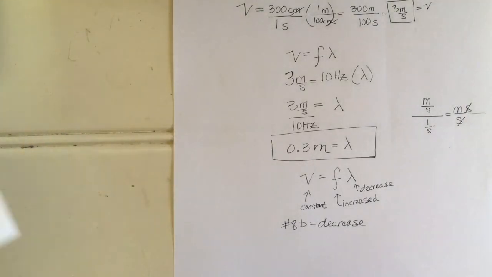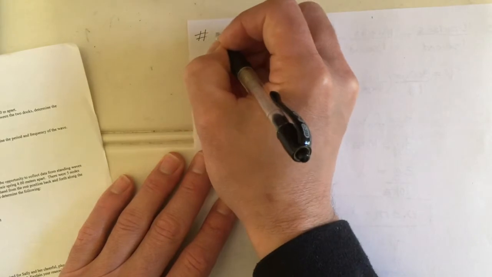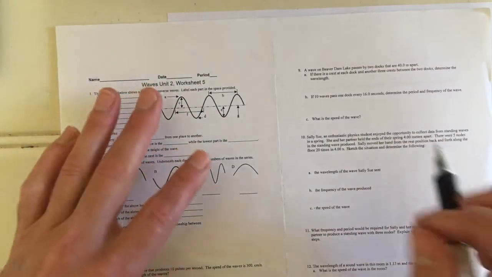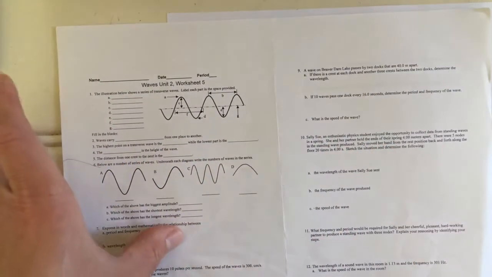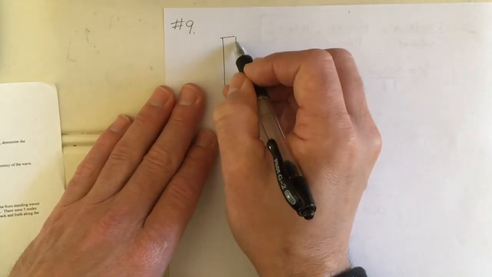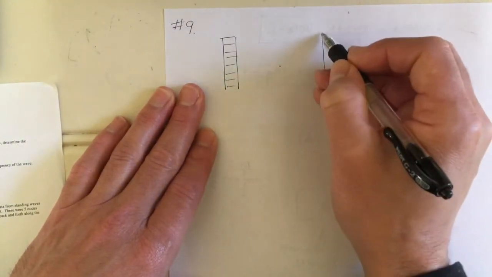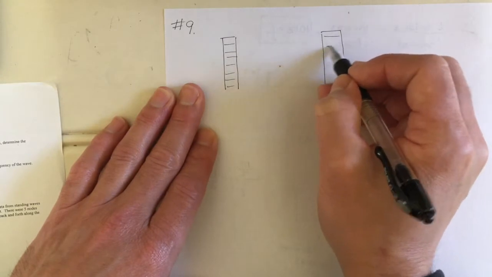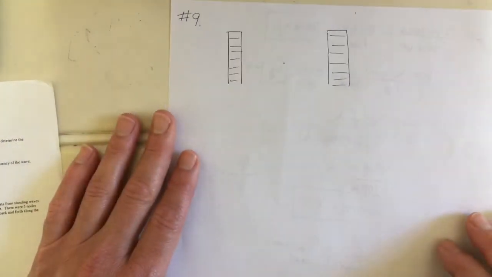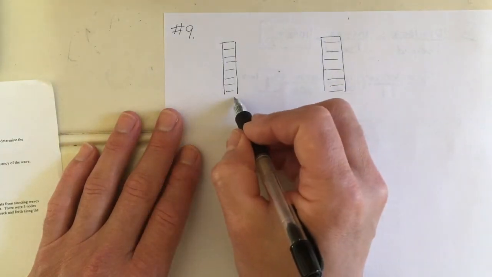Good. Let's go ahead and look at number 9. Number 9 says a wave on Beaver Dam Lake passes by 2 docks that are 40 meters apart. So let's start by drawing. We'll draw a dock here. And we'll draw a dock here. It's kind of like we're looking from above at the docks, right? And it says that they're 40 meters apart.